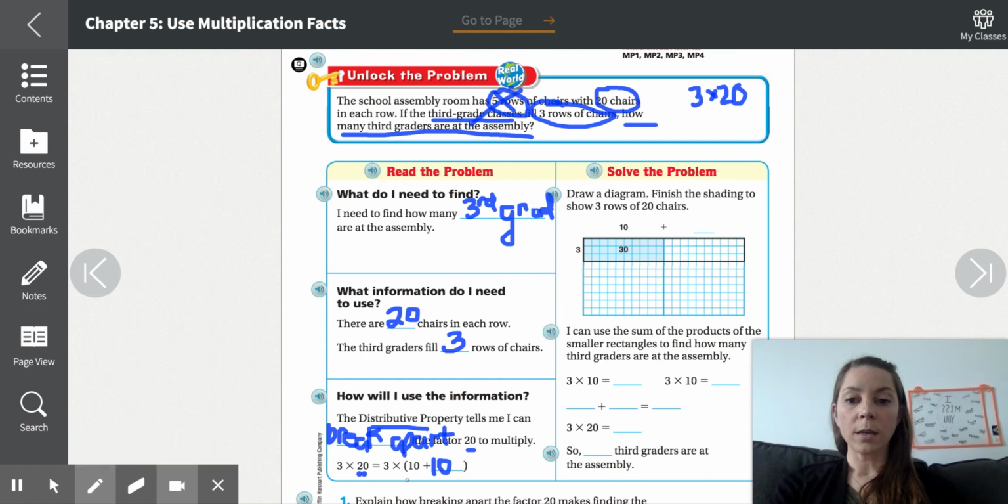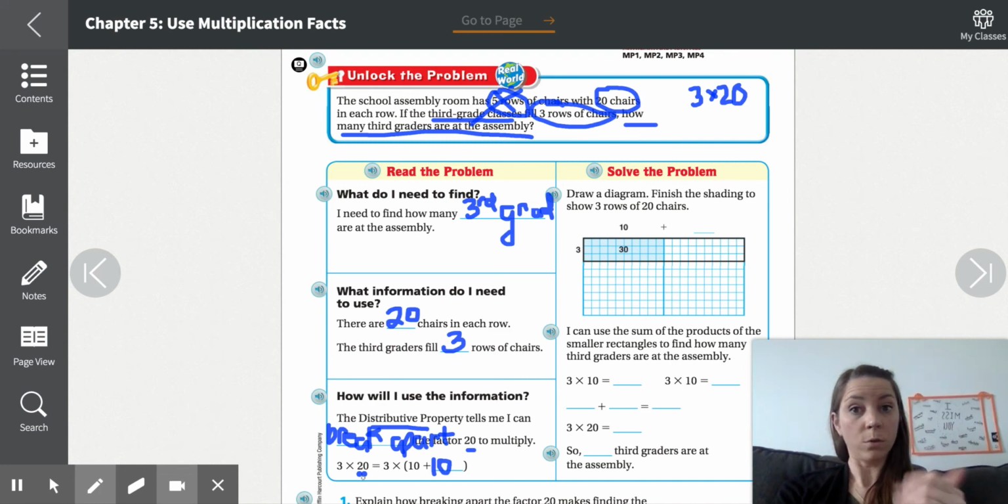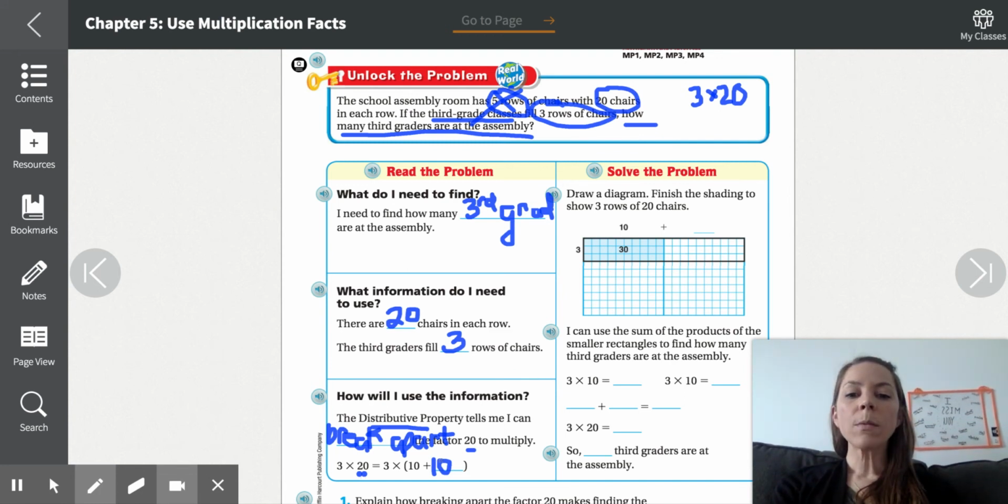Okay, so now that I've broken apart the 20 and start with the 10 and then see what's left over. So 10 plus what equals 20? 10 plus 10. Now I'm going to think of, okay, well, what does that mean? Can I draw it as a diagram to see what that looks like?